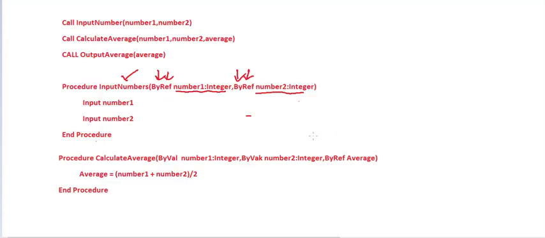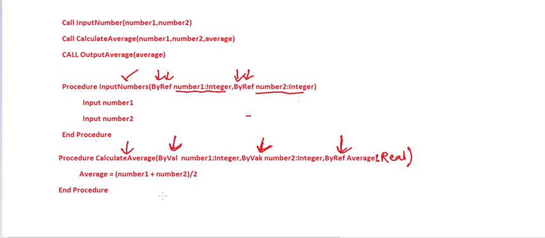And this is where I have defined my procedure, calculate average, and you can see the first parameter is being passed by value, the second one is being passed by value, and the third one is being passed by reference. Okay, by the way, I should have written the data type here. So by reference, average is basically going to be a real number, right? And so there are three parameters being passed, right? By reference, by value, and by value.